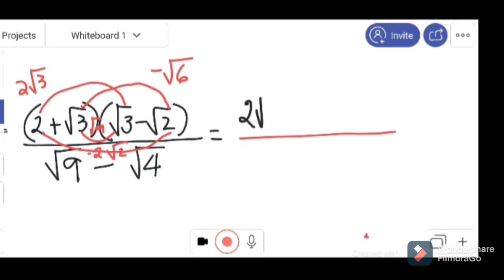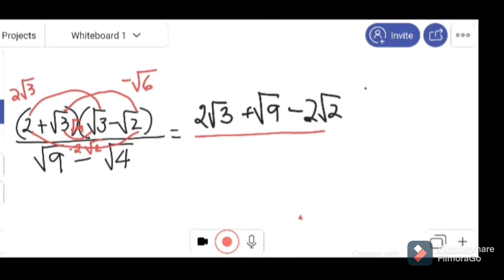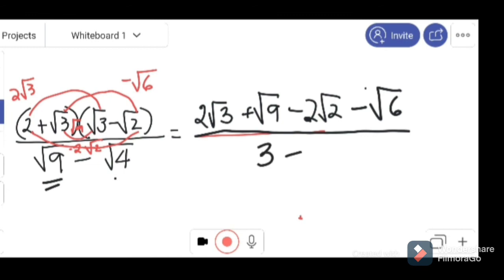Rewrite 2 square root of 3. And then we have the inner, positive square root of 9. And then the outer, negative 2 square root of 2. And the last, we have negative square root of 6. And in the denominator, square root of 9 is 3 minus the square root of 4 is 2.